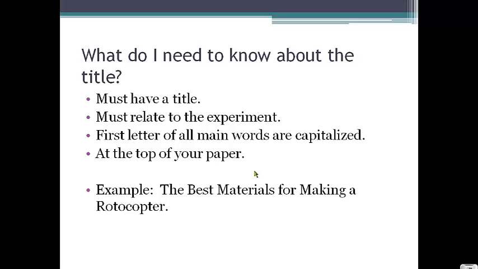So what do you have to have in a lab report? Well, first, you have to have a title. Your title should be at the top of the lab report, and it must go along with your experiment. It must actually relate to your experiment. Remember to capitalize the first letter of every major word in a title, because all titles are capitalized. And again, it should be at the top of your paper. So in our example, my title would be The Best Materials for Making a Rotocopter. That's the title for my experiment.